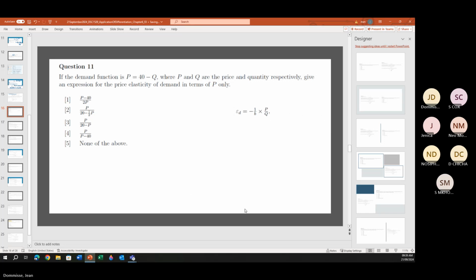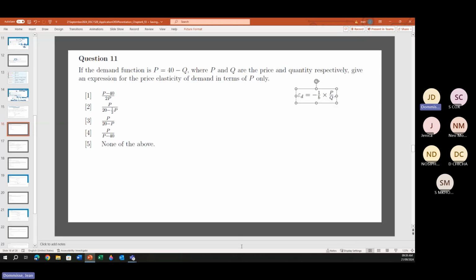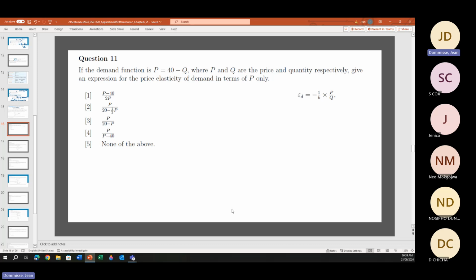Remember that you are allowed to use any of your study notes, any of the things I've shared. So when we get to the assignment prep, you are allowed to use all of that documentation as well. All your own study notes. You're allowed to use a calculator, allowed to use Excel. Okay, so they want us to look at price elasticity of demand in terms of P only.